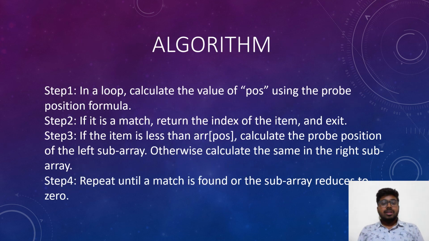Algorithm. Step 1: In a loop, calculate the value of pos using the probe position formula. Step 2: If it is a match, return the index of the item and exit. Step 3: If the item is less than arr[pos], calculate the probe position in the left subarray. Otherwise, calculate the same in the right subarray. Repeat until a match is found or the subarray is reduced to 0.